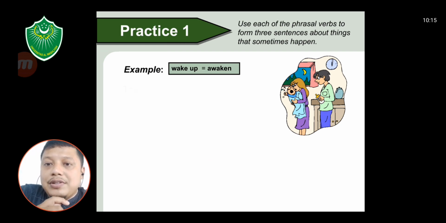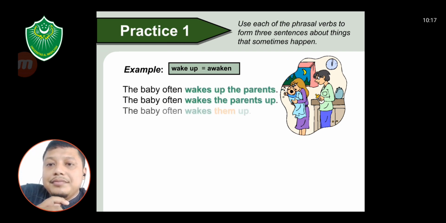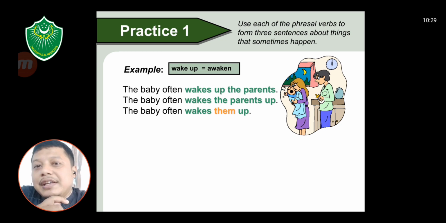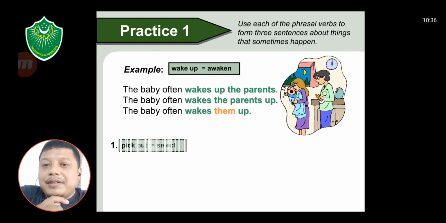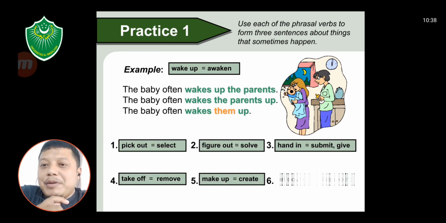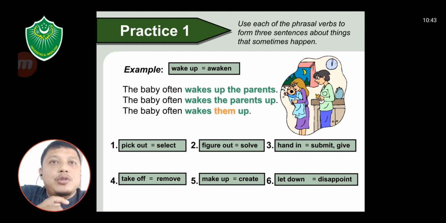This is where you can practice. The baby wakes up the parents. The baby often wakes the parents up. The baby often wakes them up. Maybe you can do independent practice in your house, using each phrasal verb in a sentence. Pause this video, and you can create some examples about pick out.